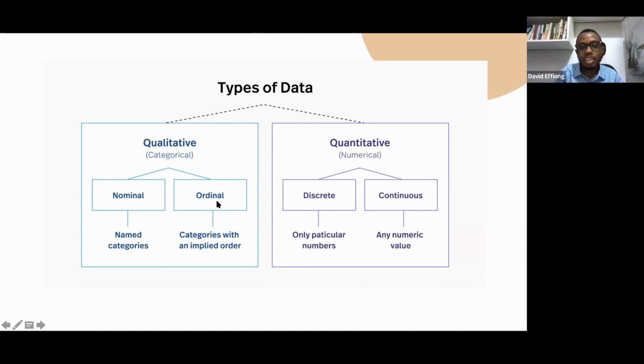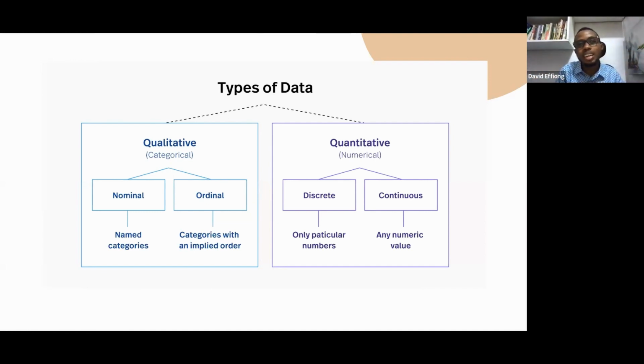And then ordinal data: categories with an implied order. So they're not numbers, but they have an implied order. A good example is, let's say, maximum, minimum, or small, smallest, medium. So let's say you are managing data of an e-commerce shop, and they have certain kinds of goods. Let's say they have a shirt, right?